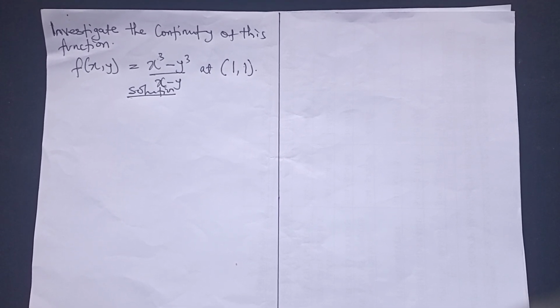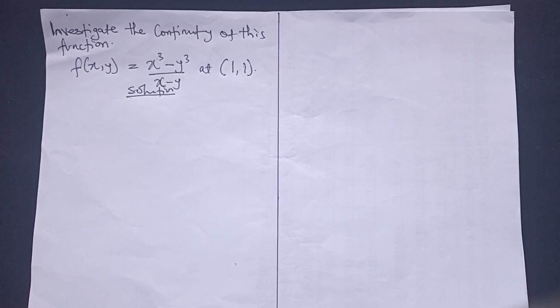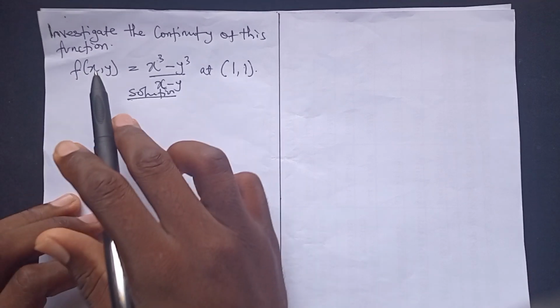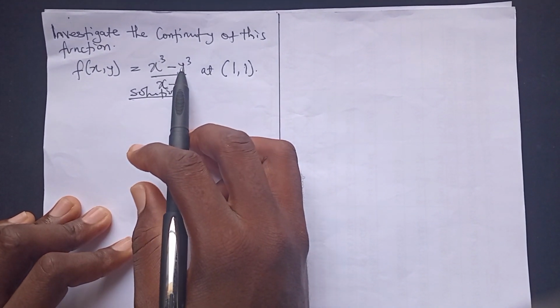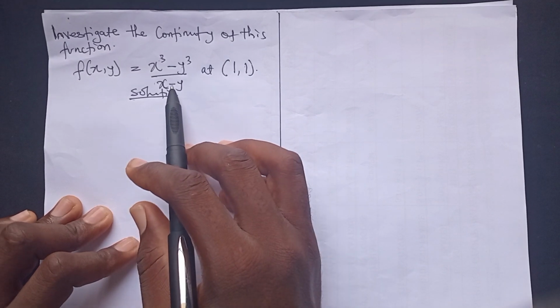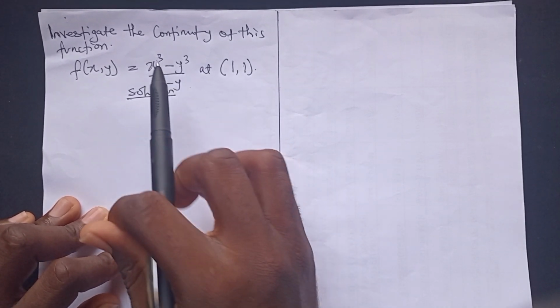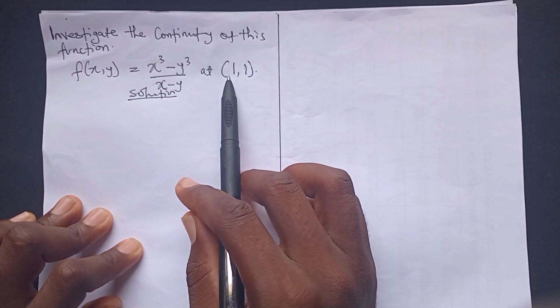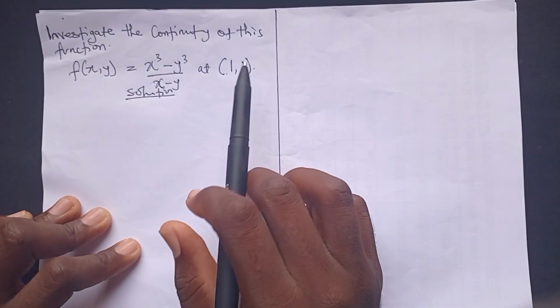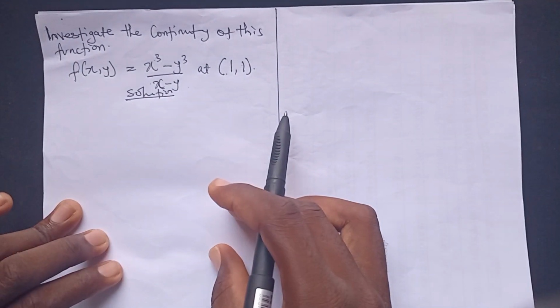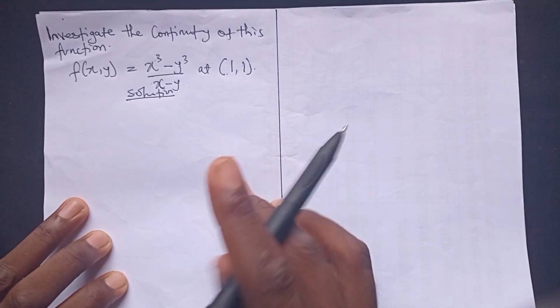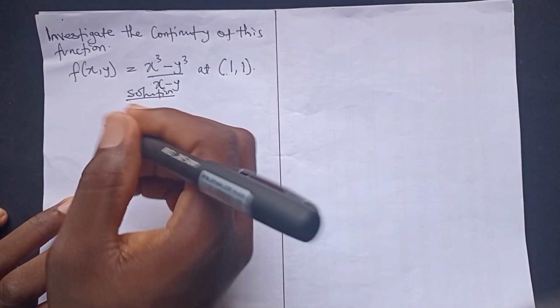So the question says investigate the continuity of this function, if f of x y equals x raised to power 3 minus y raised to power 3 over x minus y, at 1 and 1. That means when x tends to 1 and when y tends to 1. So now, solution, let's investigate this function.